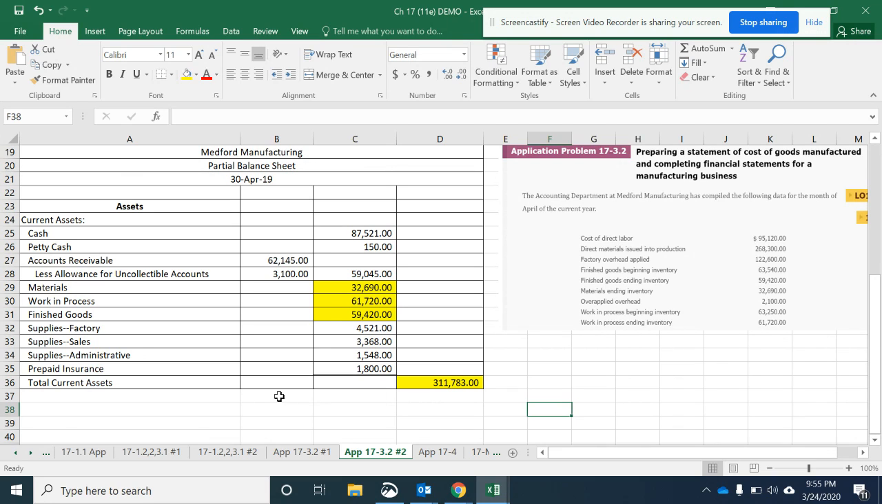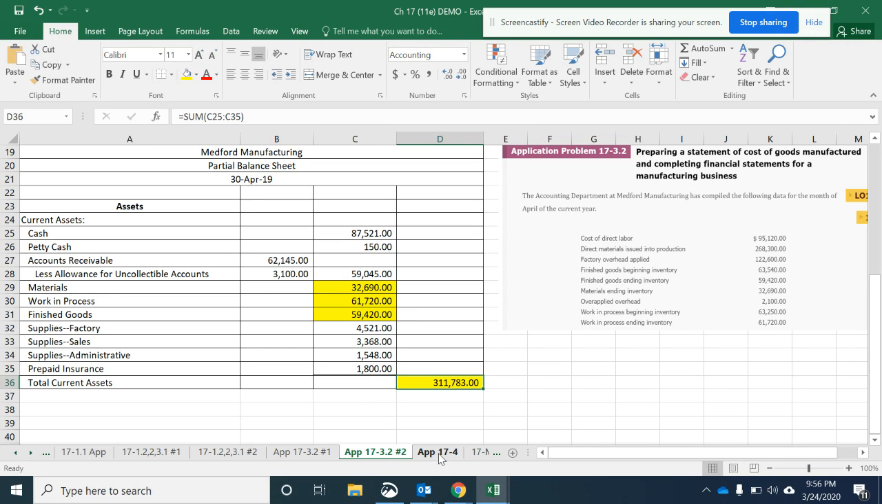What we don't have here is our liabilities and our owner's equity. So that would complete our balance sheet. We don't have that yet, but if we did, it would match that because assets equal liabilities plus owner's equity.